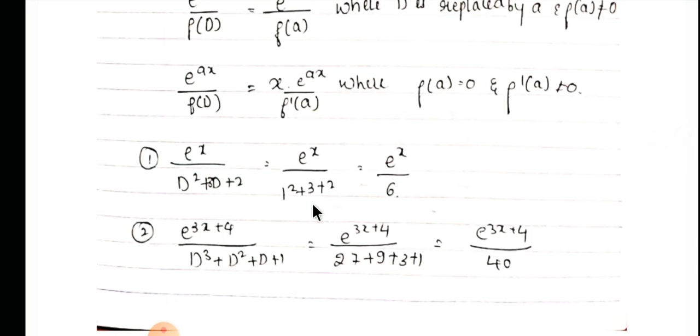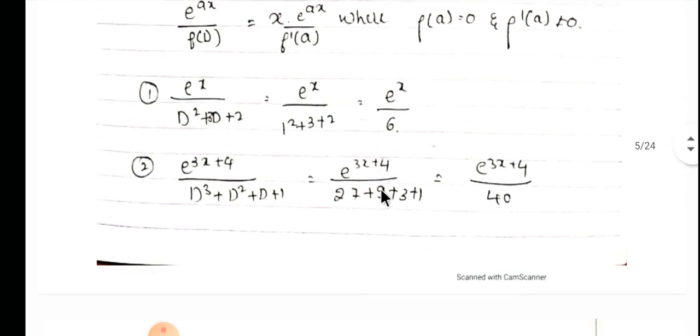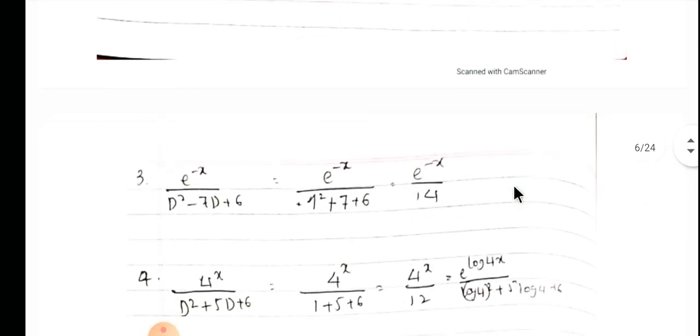e to the power x divided by d square plus 3d plus 2. The coefficient of x is 1, therefore d is substituted as 1: 1 square plus 3 into 1 plus 2, which is nothing but 6. Similarly here, e to the power 3x plus 4 divided by d cube plus d square plus d plus 1, d is substituted as 3. Simplify it, you are going to get e to the power 3x plus 4 divided by 40.